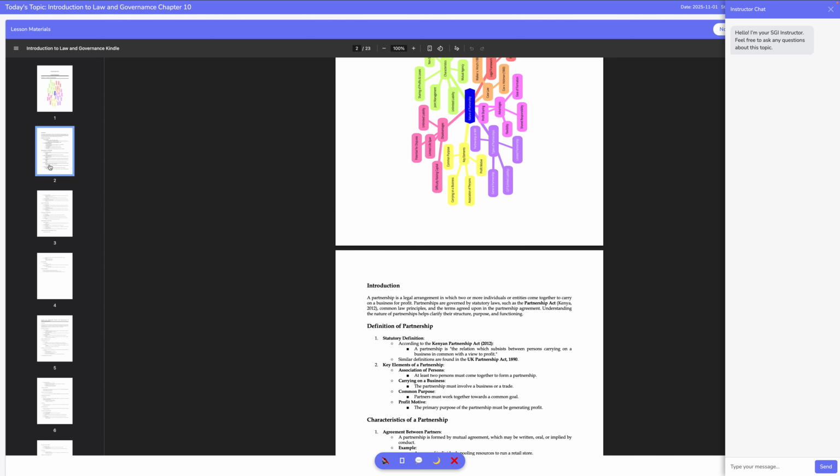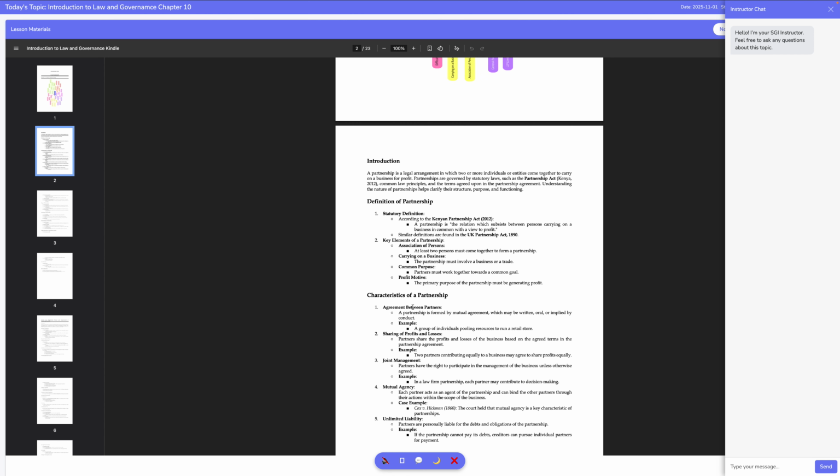One of the most critical characteristics is the agreement between partners. This agreement can take various forms, written, oral, or even implied by conduct. For instance, a group of individuals pooling resources to run a retail store, even without a formal written agreement, may be deemed partners if their actions demonstrate a mutual understanding and shared business objectives.